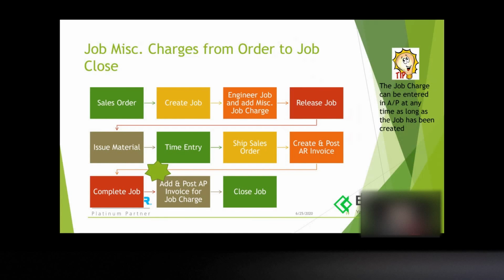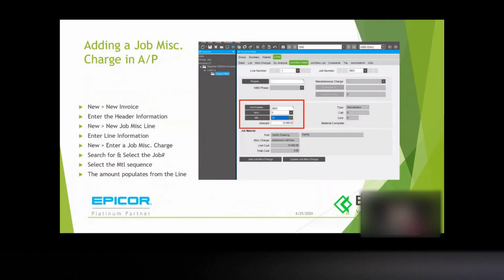There's a time lag, and I get that $10,000 invoice from my consulting firm. And so how do you enter this? You go in and do a job miscellaneous line. At that point, you're not going to put in any information other than the dollar amount. And then you say, now I want to put in my job miscellaneous charge. And that's the screen you're looking at now.